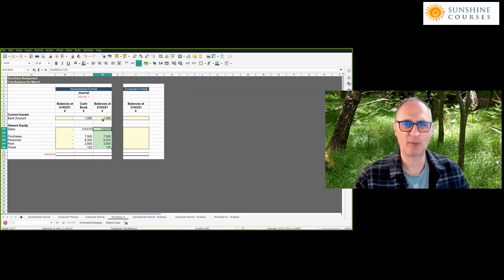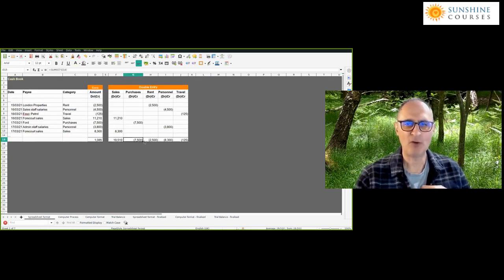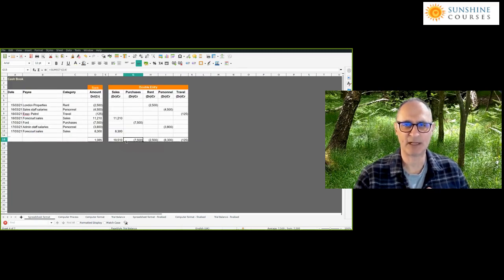That's the spreadsheet format. There's nothing new about that. Hopefully that's quite familiar to you. I now want to contrast that with what happens with a computer process. So when we use the spreadsheet, we post the overall totals. And if we look at the trial balance, you can't tell what purchases are without going back to the spreadsheet format itself and look at what the totals are made up of.